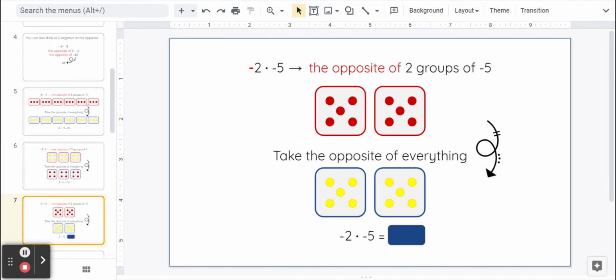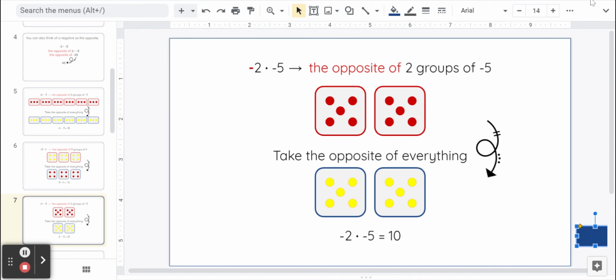Let's try one last one. So I have 2 negative or 2 opposite groups, and each group is going to have negative 5. So I have my 2 groups of negative 5, but I have to take the opposite of all of this because I have that extra negative. When I take the opposite of that, the reds turn into yellows. 5, 10. So altogether I have 10 yellows or positive 10.